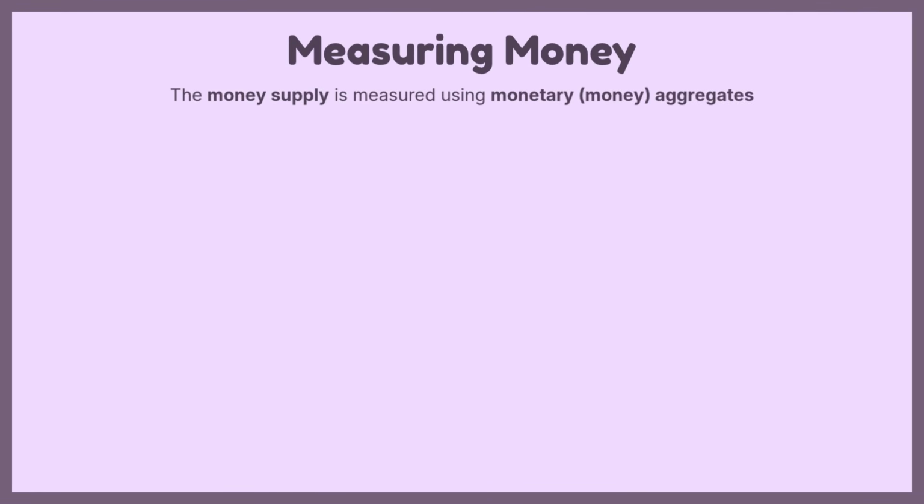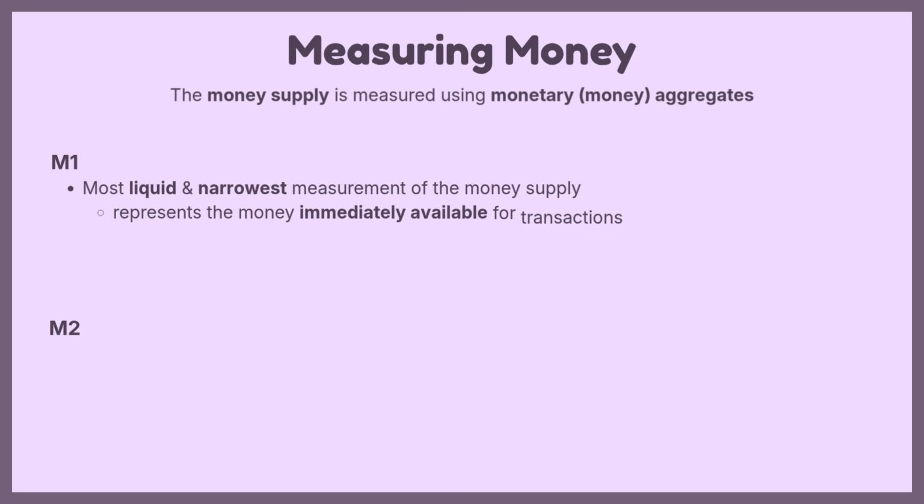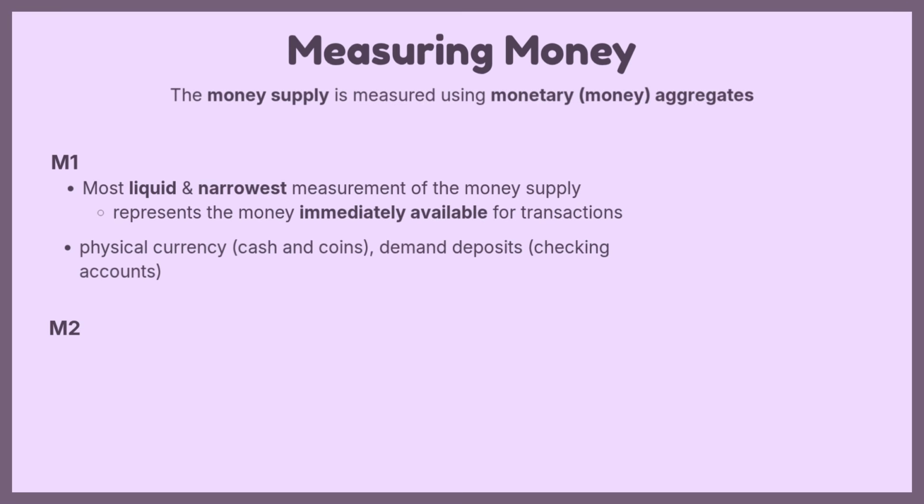Next, let's talk about how we measure money. The money supply is measured using categories called monetary, or money, aggregates. The ones you need to know are called M1 and M2. M1 is the most liquid and narrowest measurement of the money supply. It represents the money immediately available for transactions. This includes physical currency, like cash and coins, and demand deposits or checking accounts.